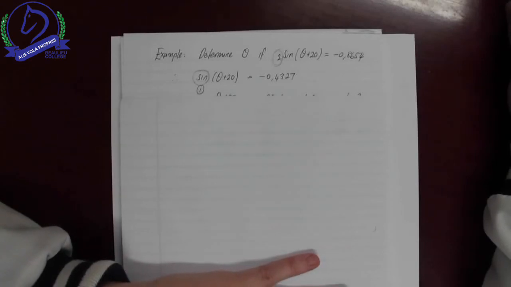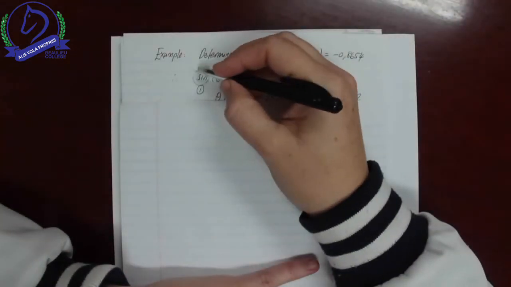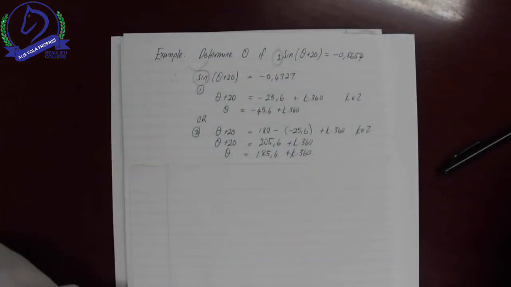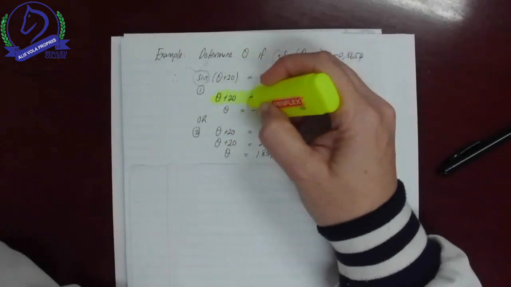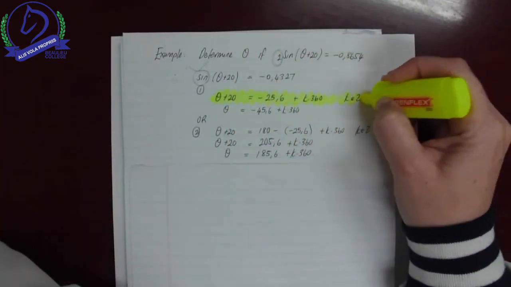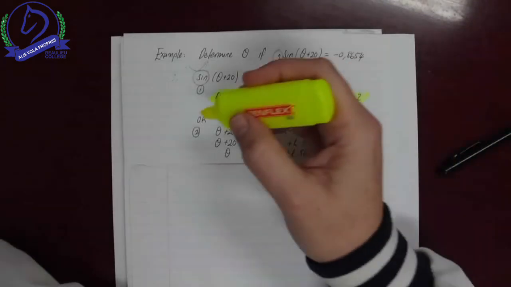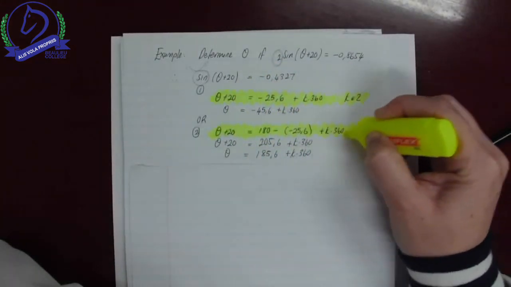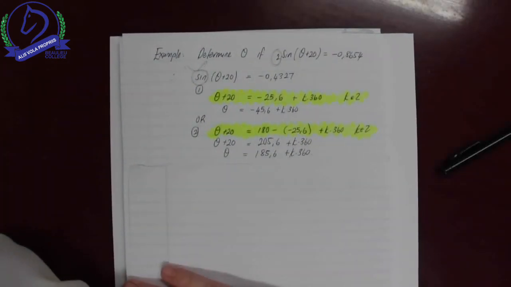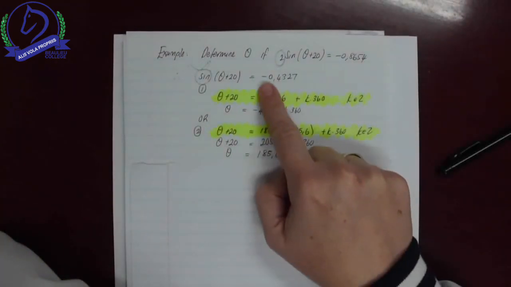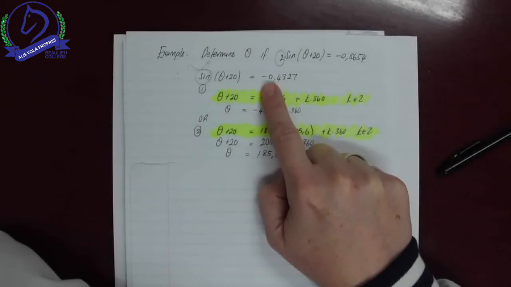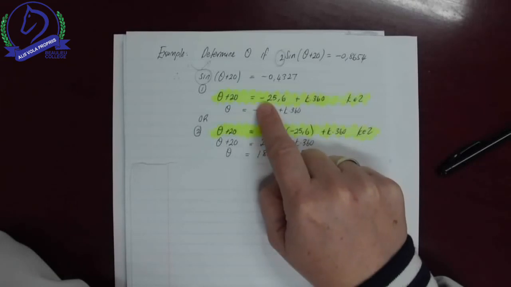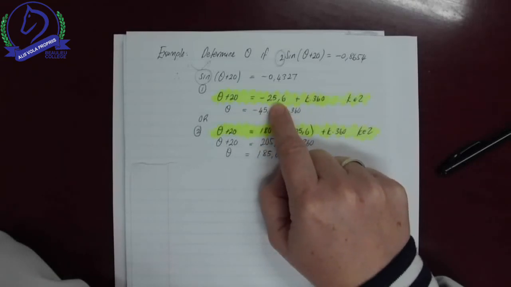Okay, now because we work with sine, I know that I'm going to have two possible answers. I'm just going to open it up for you. My first one is my reference angle plus k times 360. The second one is 180 minus the reference angle. Okay, so the reference angle is shift sine of negative 0,4327. That gives me minus 25,6.